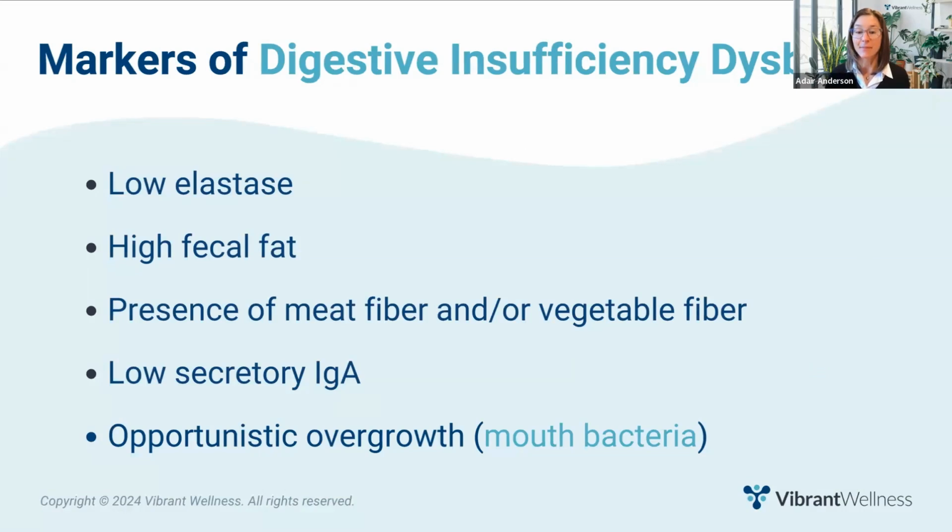Digestive insufficiency dysbiosis, especially secondary to chronic stress, is characterized by low levels of pancreatic elastase, high levels of fecal fat, the presence of meat fiber or vegetable fiber, low secretory IgA, and opportunistic overgrowth, especially of mouth bacteria.